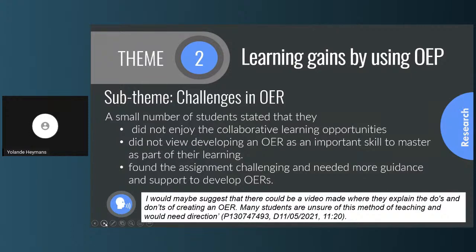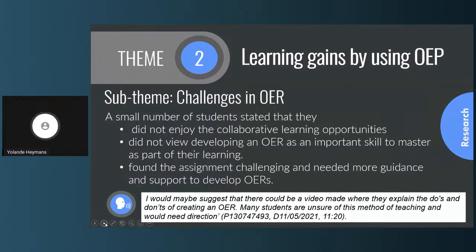We were the only module in the faculty using open educational resources and sending them out to find resources and remixing those resources, etc. And this was quite a new skill for them, and it was unfamiliar territory, and we didn't prep them enough. We didn't give them enough guidance, and that was one of the things that we think really we need to enhance in this year.